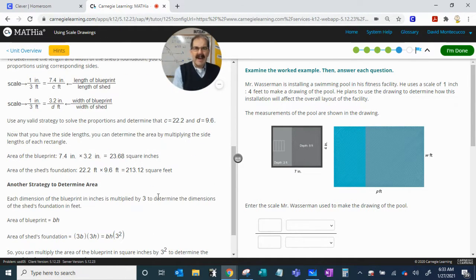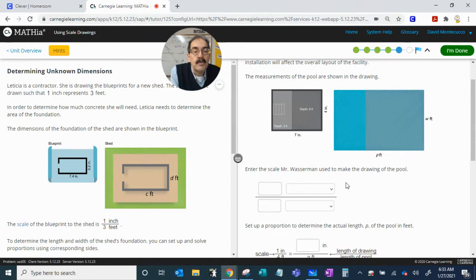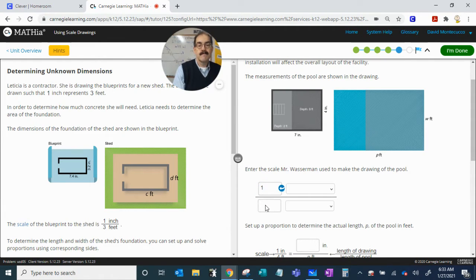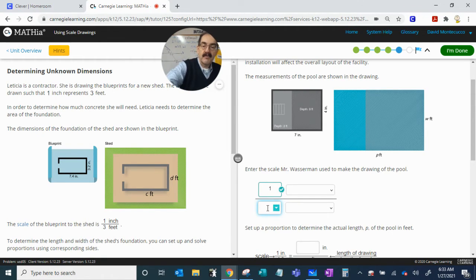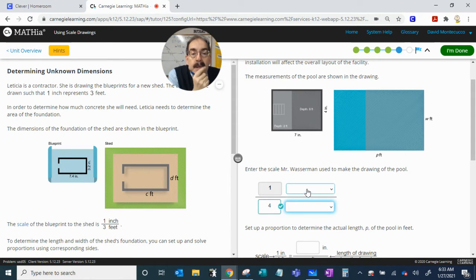If you remember, we did that back October-ish. So let's give this a try. We have a swimming pool, and it's a 1 to 4 ratio. 1 inch, 4 feet. So 1 times 4. So what's 4 times 4? Okay, so enter the scale drawing Mr. Washman used to make the swimming pool. We're going to put a 1 here and a 4 here. 1 to 4 ratio.